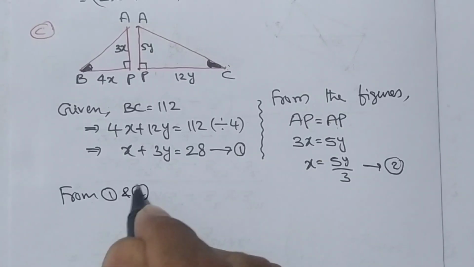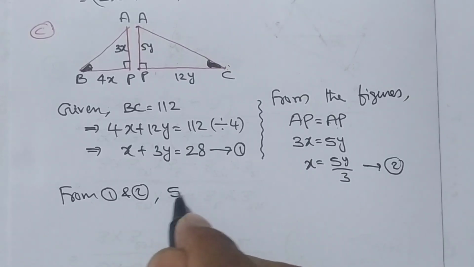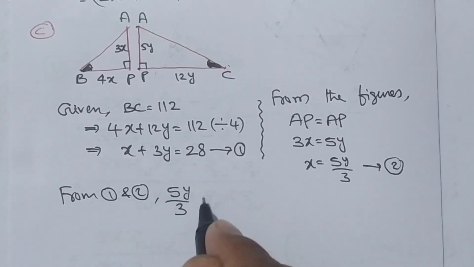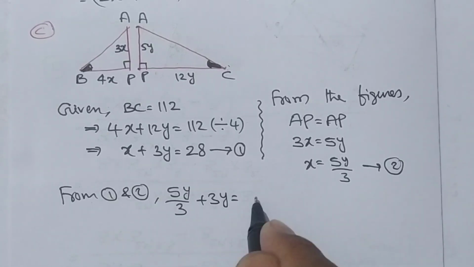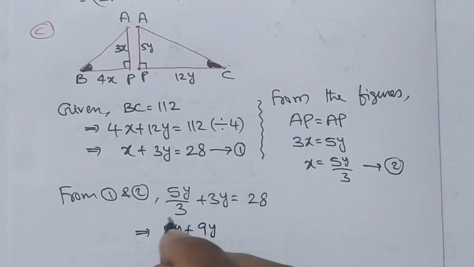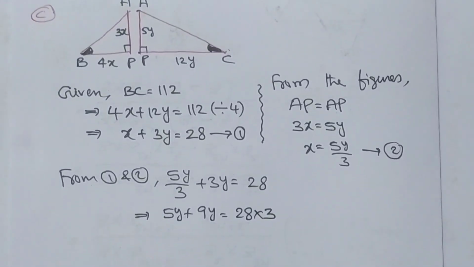From 1 and 2 what happens? In place of x we can write this value, 5y by 3. This is x, means 5y by 3 plus 3y is 28. Now it is very easy to solve for y. So 5y plus 3 3s are 9y by 3 will be there, that 3 will multiply this 28. Okay, hope you are following me.